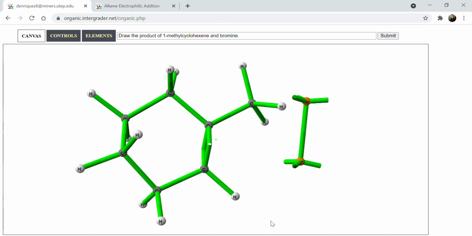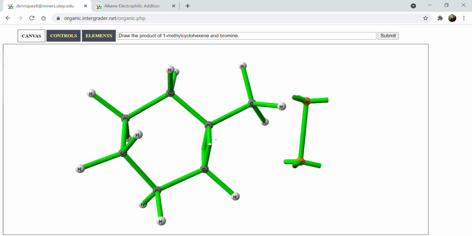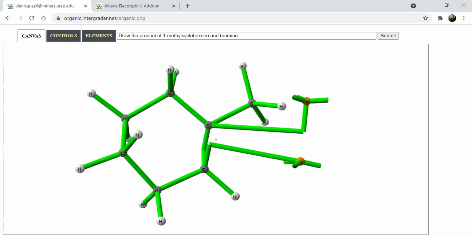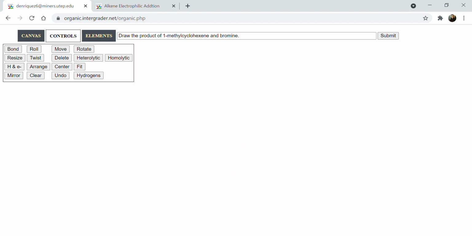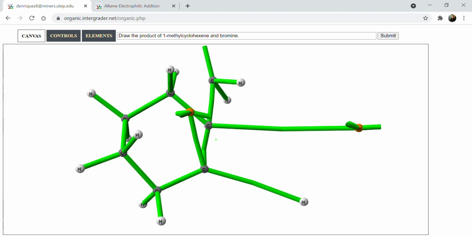but I'm going to go over here, and what we have are our halogens. So I go down here and I see that it's going to be the halogenation, and it's going to be anti for the stereochemistry. So all I'm going to do is break that bond, add the bromine, add the other bromine over here, and then I'm going to move this to the top, move this over here, move this to the top, move this over here.